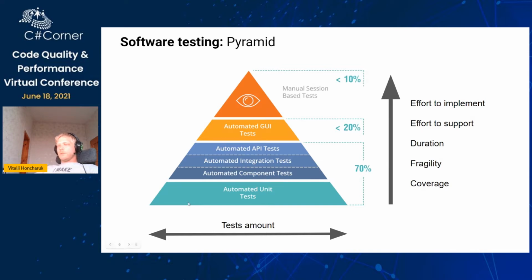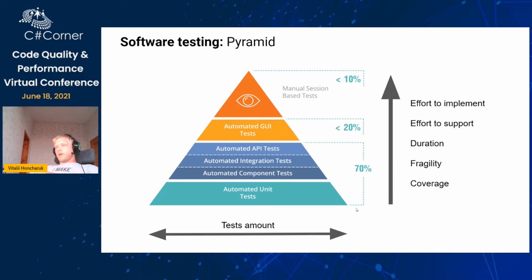What I want to mention also is that if we look at this pyramid, going down towards the bottom we see that there is much more surface. For example, we have many more unit tests than integration tests, and integration tests are more complex.